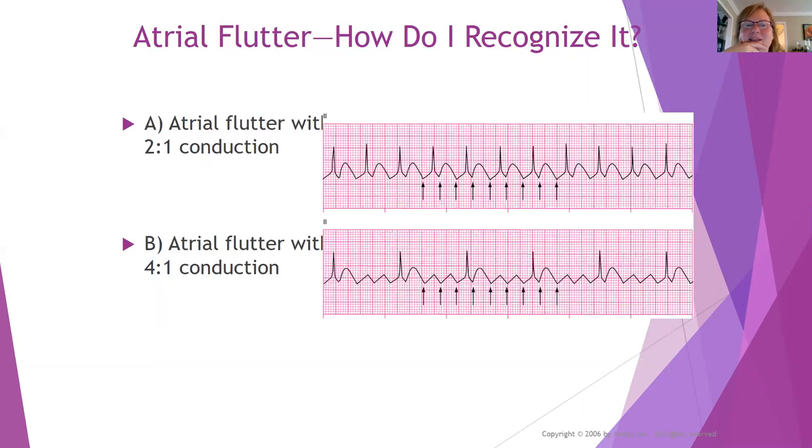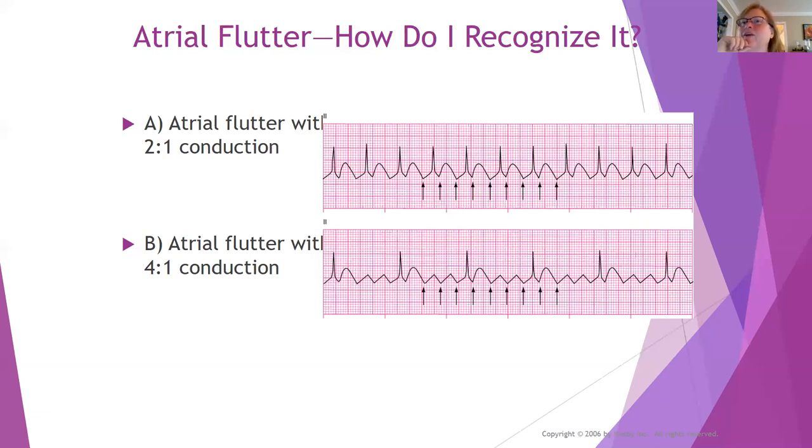So how would you recognize atrial flutter? It's important to recognize that when we are doing our conduction, our regular process for conduction, we look at our QRSs. So in this case, if we did R to R, it's all regular. In the bottom one, we see R to R, it's all regular. But the number of flutter waves is different. So we have a different conduction rate.